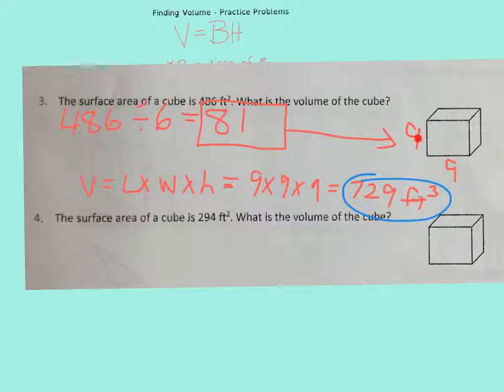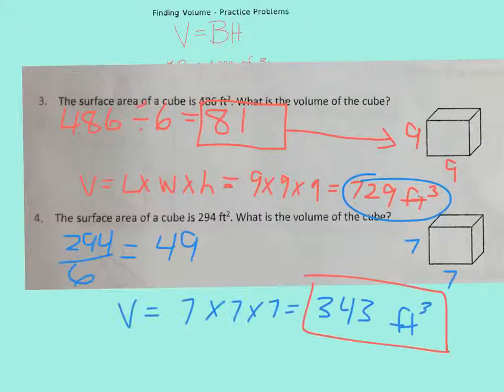So if we know one of the side lengths, that's all we need to know for the volume formula for a cube, because length times width times height is the volume. So 729 feet cubed would give you your volume.